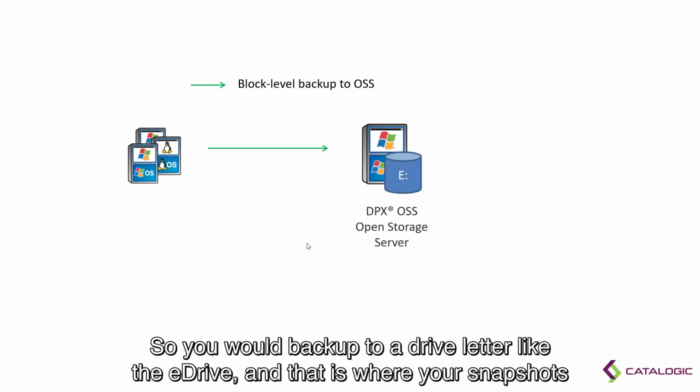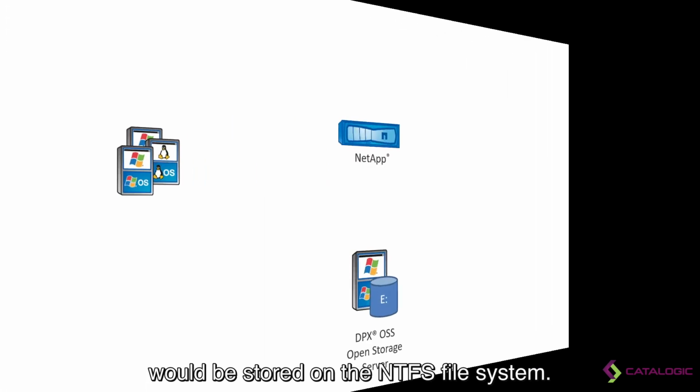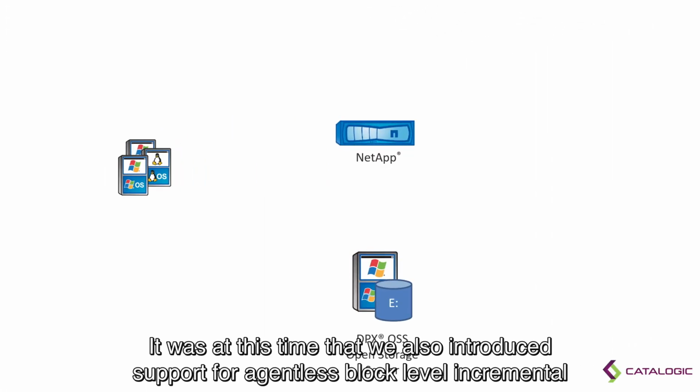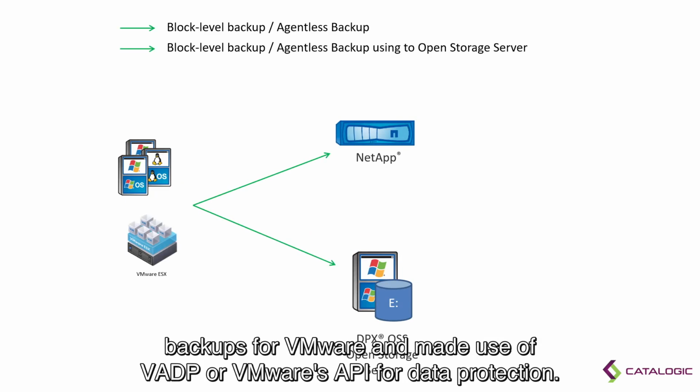So you would back up to a drive letter like the E drive, and that is where your snapshots would be stored on the NTFS file system. There were other changes occurring around this time as well. It was at this time that we also introduced support for agentless block level incremental backups for VMware and made use of VADP, or VMware's API for data protection.